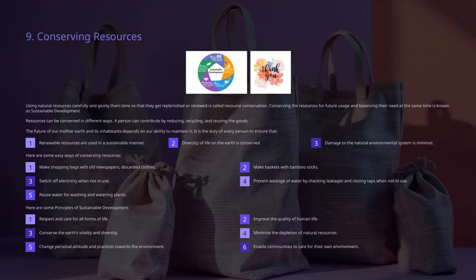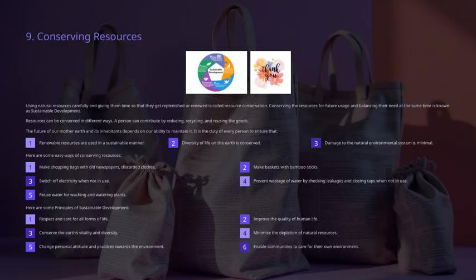There are many ways to conserve resources. For example, each of us can make a difference by reducing our consumption, recycling materials, and reusing goods whenever we can. This not only helps save resources, but also reduces waste. Remember, the future of our planet and all its inhabitants depends on our ability to maintain and protect it. It's really everyone's duty to ensure that we use renewable resources in a way that is sustainable.